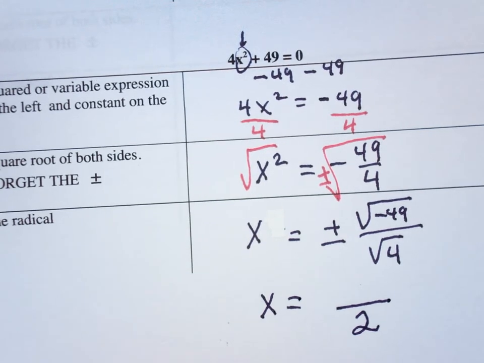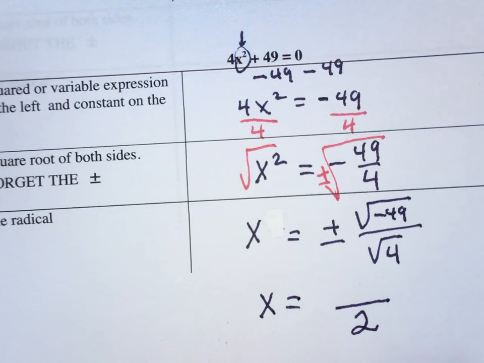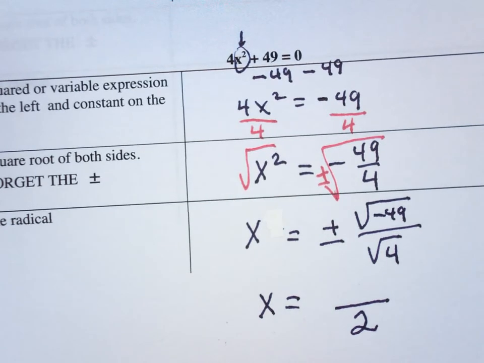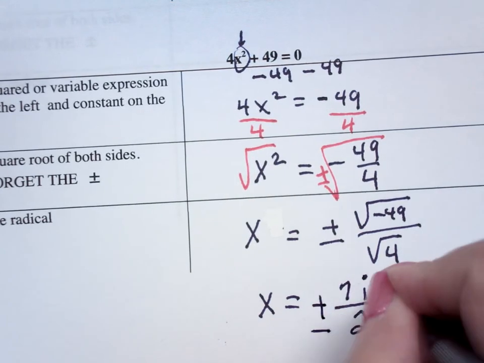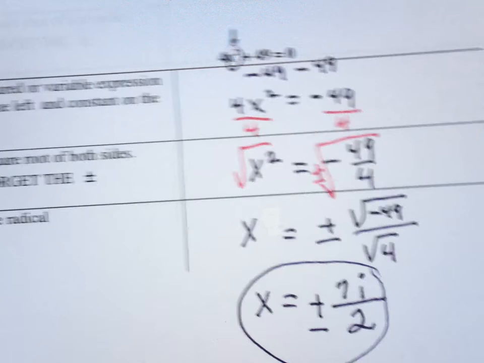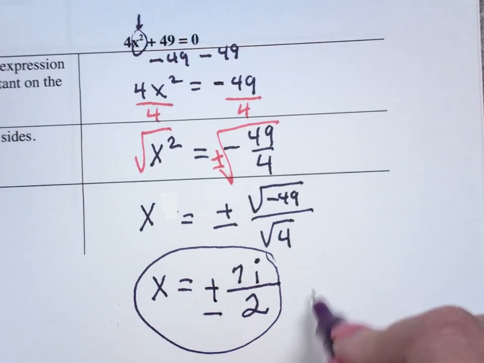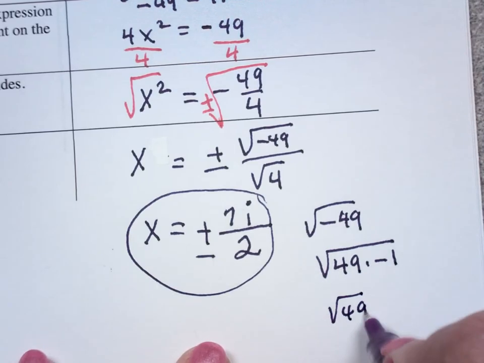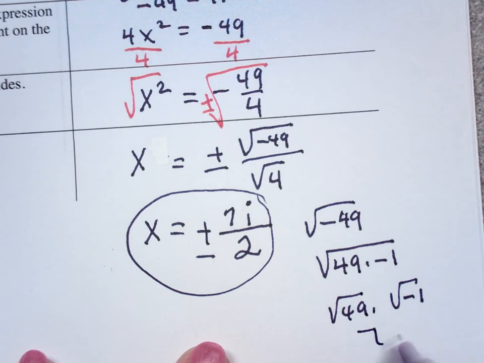What's the square root of negative 49? It's an imaginary number thing. Yes. And it is 7i. And don't forget the plus or minus. Now remember, the square root of negative 49 is the square root of 49 times negative 1, which is the square root of 49 times the square root of negative 1, which is 7i. That's where it comes from.